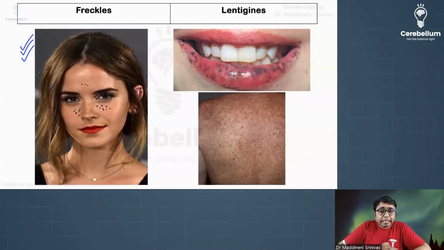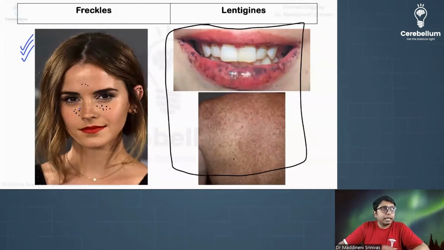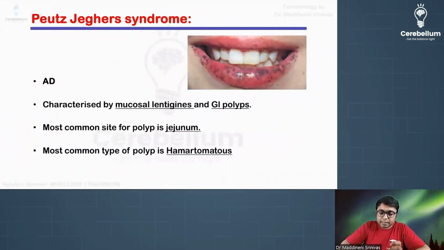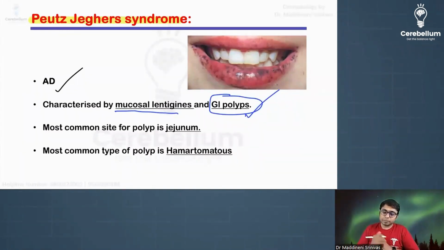Lentigines can not only involve the skin, but also the mucosa. Can anyone tell me the syndrome where you see these lentigines over the mucosa and over the body? Wonderful. It is Peutz-Jeghers syndrome. It is an autosomal dominantly inherited condition characterized by mucosal lentigines. This is an important point from a surgical point of view: gastrointestinal polyps can be seen in this condition, and the most common site for the polyps is the jejunum.